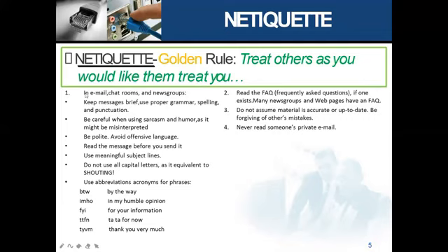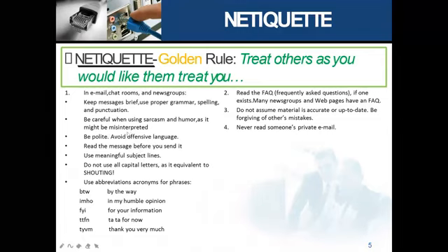In email, and there are 3 to 4 areas in email, chat room, and group. What will you do? Keep message brief, use proper grammar, spelling, and punctuation. Be careful when using sarcasm and humor. It might be misinterpreted. क्यों? क्योंकि you are not seeing the face of a person.